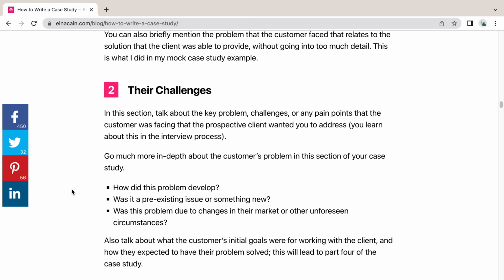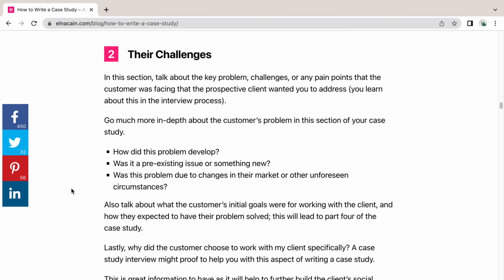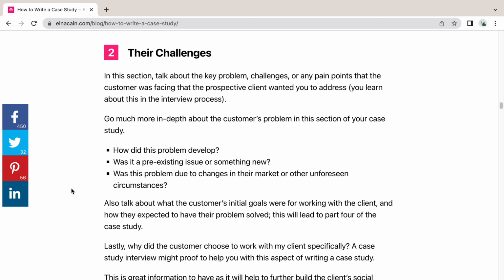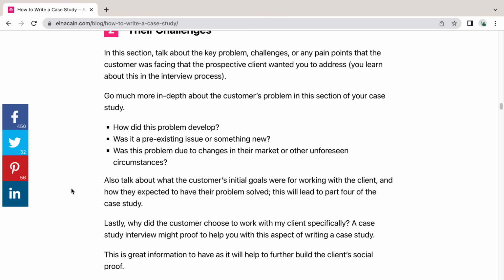So their challenges here. In this section, talk about the key problem, the challenges, or any pain points that the customer was facing that the prospective client wanted you to address. So you learn this through the interview process, and then go much more in depth about the customer's problem in this section. So how did the problem develop? Was it pre-existing? Was the problem due to changes in their market or other unforeseen circumstances?